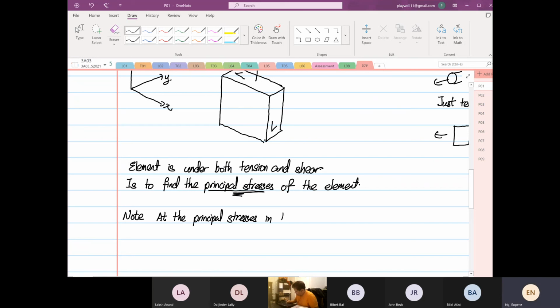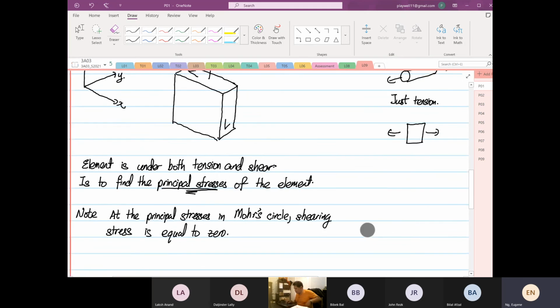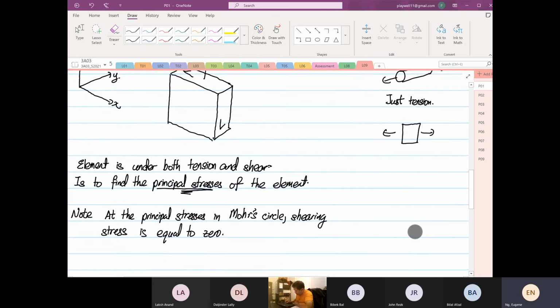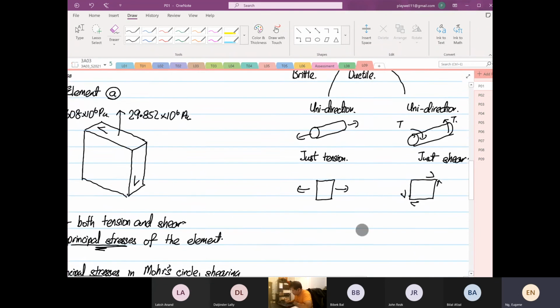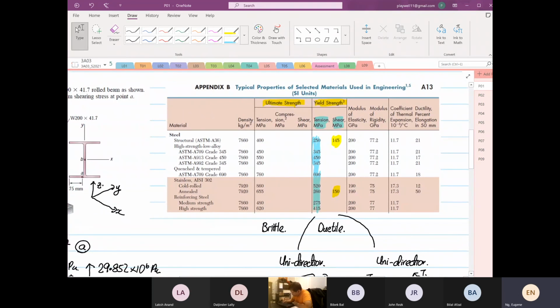So note, at the principal stresses in Mohr circle, the shearing stress is equal to 0. Okay, it's equal to 0. So we have to find the principal stress using Mohr circle. Okay, so what you see over here on a materials handbook, the tension over here is in fact a principal stress.